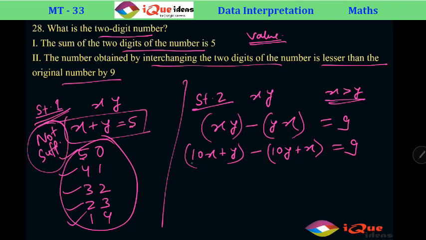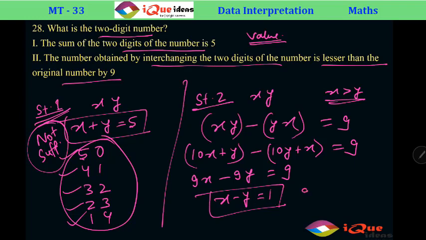So if you subtract, 10x minus x will be 9x, minus 9y, equal to 9. So 9 cancelled, we'll get x minus y equal to 1, right? Now, if it is x minus y equal to 1, then there are multiple possibilities, right? It can be 98, it can be 87, it can be 76, and so on. So even this statement alone is not sufficient. Remember, first you have to check alone, right?